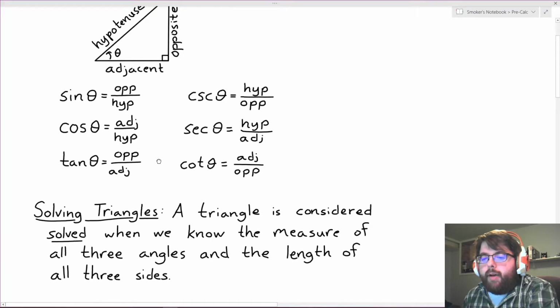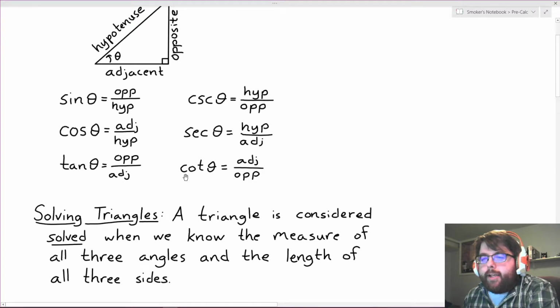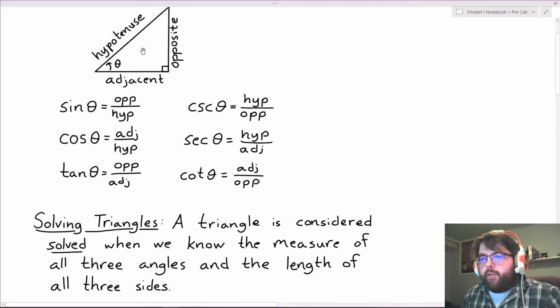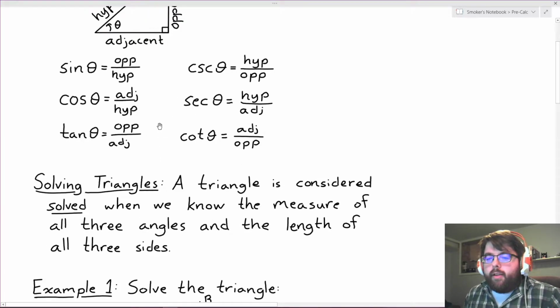So that's just verbal. We're going to see this in action in a minute, but that was just verbally going through how to solve that triangle. The point is that solving a triangle is knowing all three angle measures and all three sides. Solving a right triangle is the same, but you know that one of the angles is a right angle.